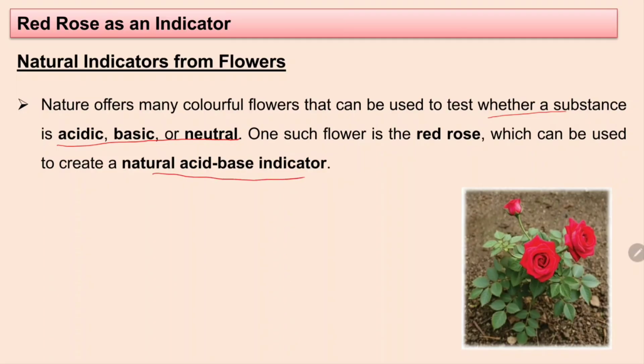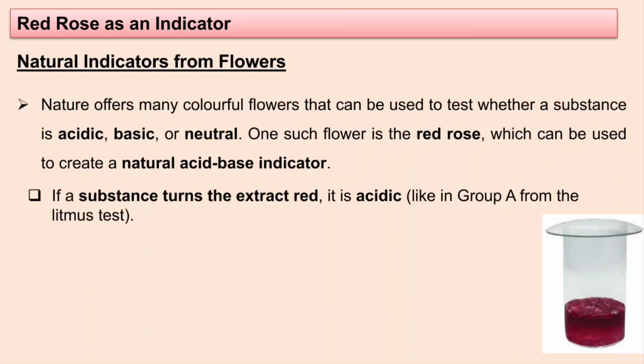See, here in this case what you need to remember: when we are using litmus paper, acidic turns it red and basic turns it blue, isn't it? But in this rose extract, if it is basic it will turn green, and if it is acidic it will turn red as it is, and if it is neutral, no color change. So if a substance turns the extract red, it is acidic, like group A from the litmus paper. This is what I have just told you.